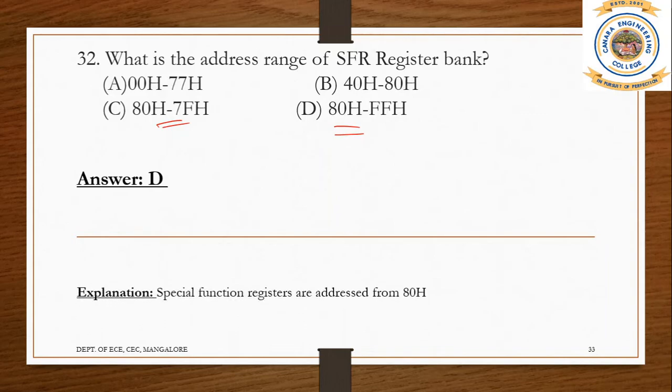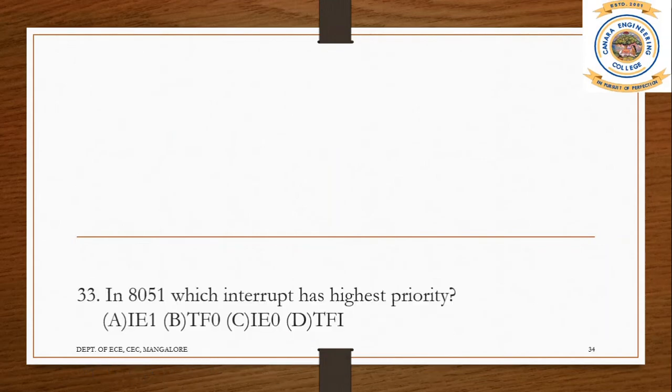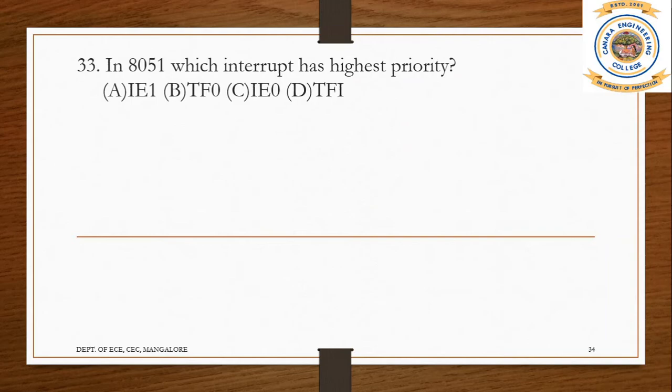So from 80H to the end of the space you have special function registers, and there are many vacant spaces also there. Okay, so please go through internal RAM structure. Next question is again coming to interrupt. This I have picked. Okay, we have already discussed this. This I have picked because this was once asked question.